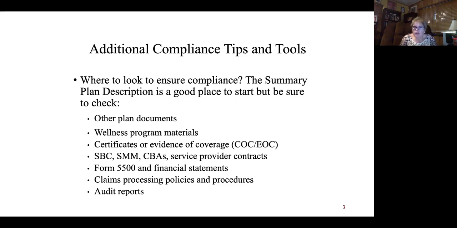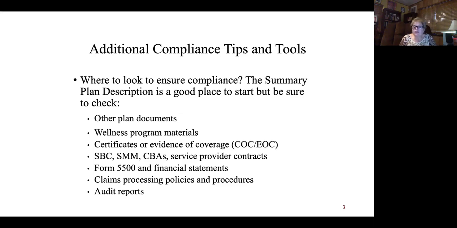You can also look at wellness program materials if your employer offers wellness programs. Now, one thing to just kind of keep in mind is that there are distinctions between wellness programs related to group health plans, which are encompassed under ERISA, and other wellness programs that the employer might offer that don't have anything to do with the group health plan itself, and that's not subject to the rules of ERISA. You can look at the certificates of coverage or evidence of coverage that the insurance carrier provides.